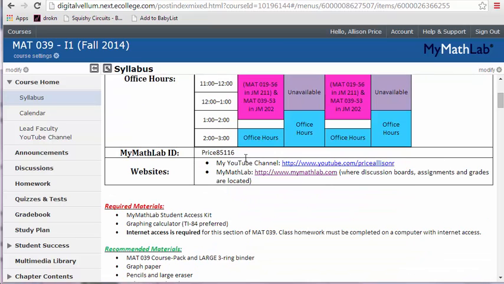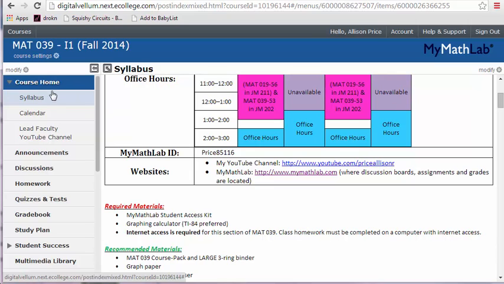Other important information: the MyMathLab ID, which you would have already gotten if you're here looking at my MyMathLab screen, and the important websites. The first website is to my YouTube channel. So let me go ahead and open that one in a new tab here.